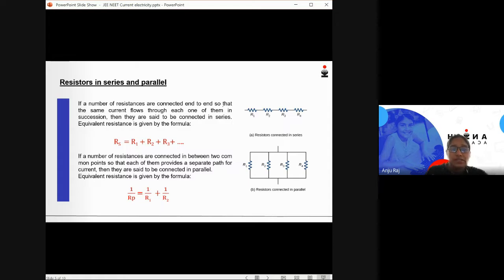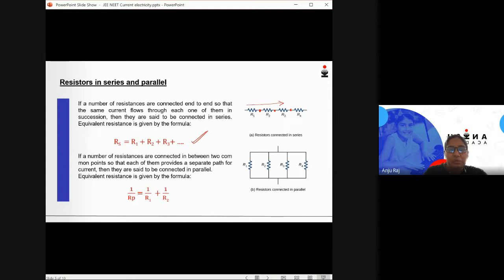Next is resistors in series and parallel. The basic formula that you have studied is if there are n number of resistors connected in series. Series means what? End to end you are connecting the resistors. If you are connecting them end to end, the same current will flow through them. And this type of connection, we call it a series connection. And the formula is given by RS. RS is the equivalent resistance, which is given by combining all the resistors together. You just have to add them up, R1, R2, R3, R4, everything you are adding. This is when they are given in series.